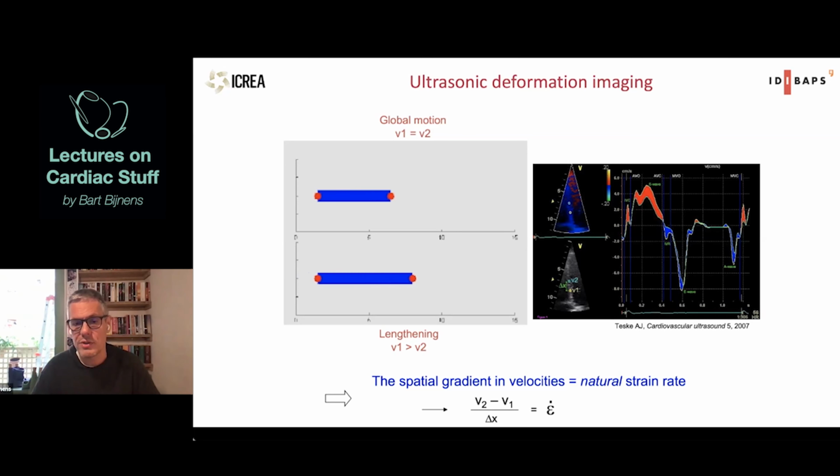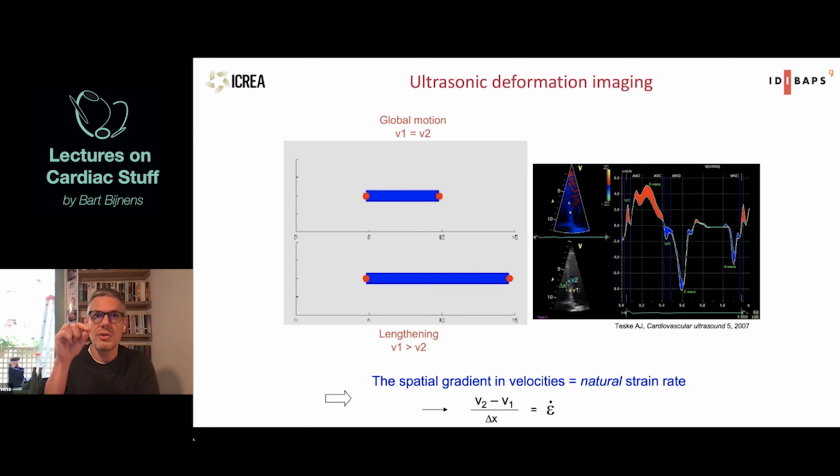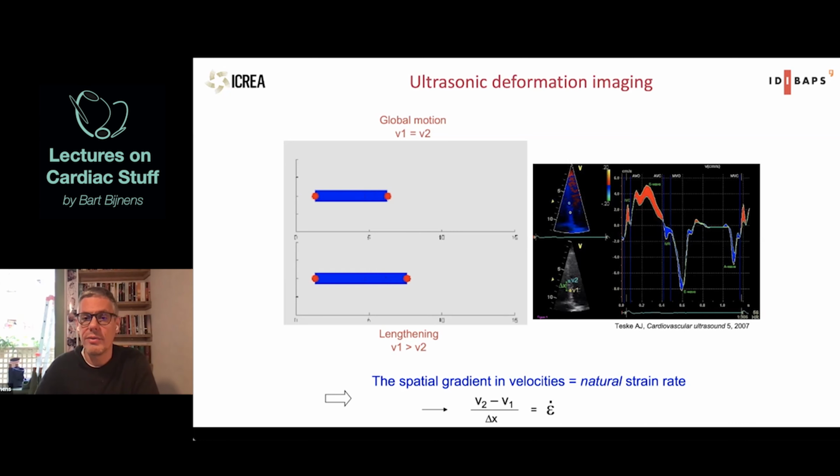And you can prove it's related to the strain rate, the rate of deformation. And you can actually see this. If you, for example, would use tissue Doppler imaging, which is a Doppler methodology that measures the velocity of a piece of tissue within the myocardium, and you take two points, so you have two velocity curves, then you see that the difference between these two curves is related to the instantaneous rate of deformation at that moment.